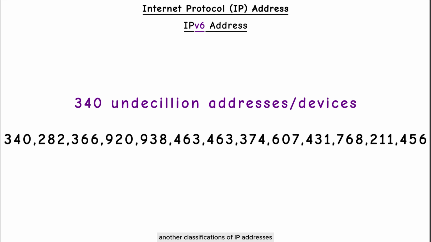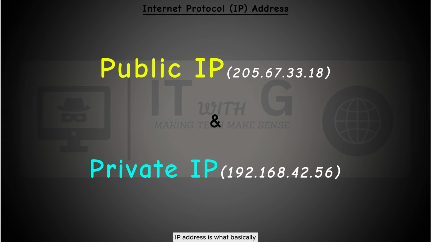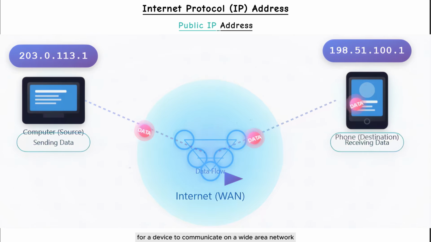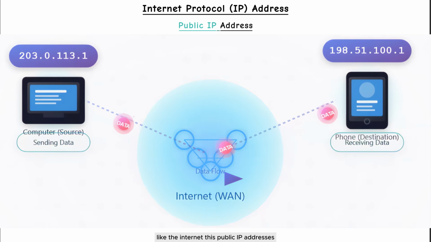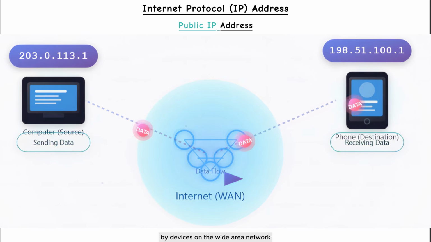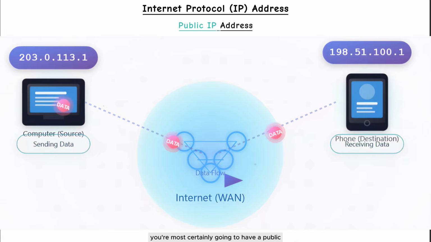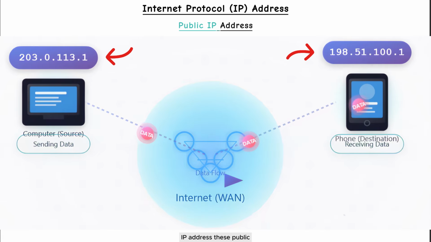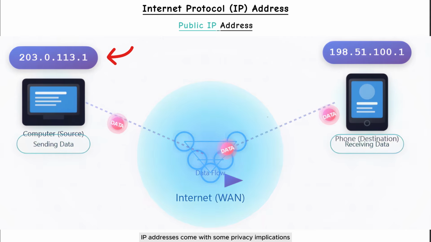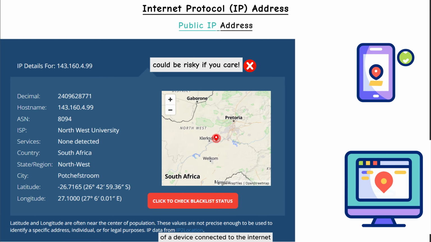Another classification of IP addresses is grouping them into either public IP addresses or private IP addresses. A public IP address is what makes it possible for a device to communicate on a wide area network like the internet. These public IP addresses, as the name indicates, are used for public communication by devices on the wide area network. So when a device is connected directly to the internet, you are most certainly going to have a public IP address. These public IP addresses come with some privacy implications, as they can reveal the real-time location of a device connected to the internet.